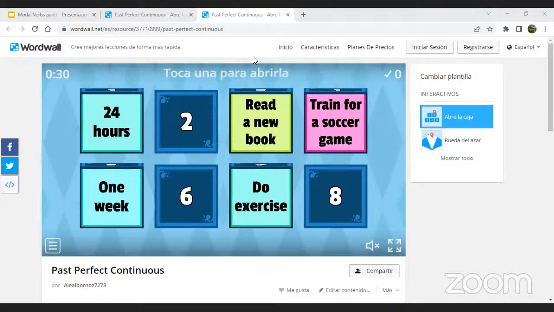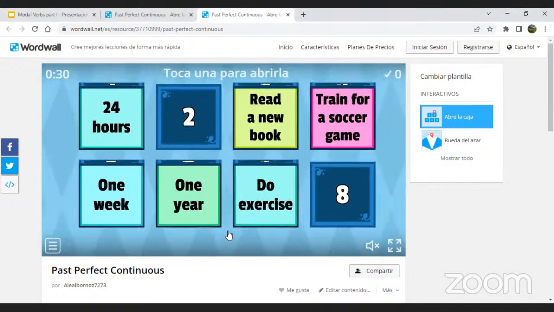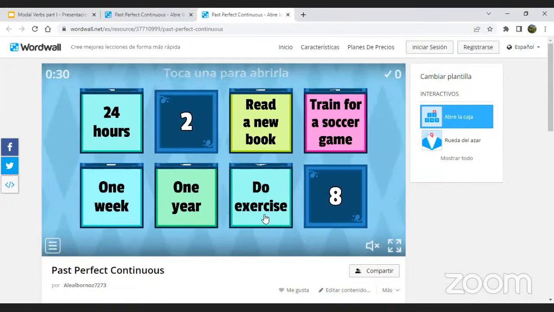Yes. Okay, excellent. So we have do exercise. So we need some time. So maybe 8 or 6. What do you think? So 6 or 8. Choose one. Number 6. Okay, let's see. One year. Okay, so can you do a sentence with do exercise and one year, please?